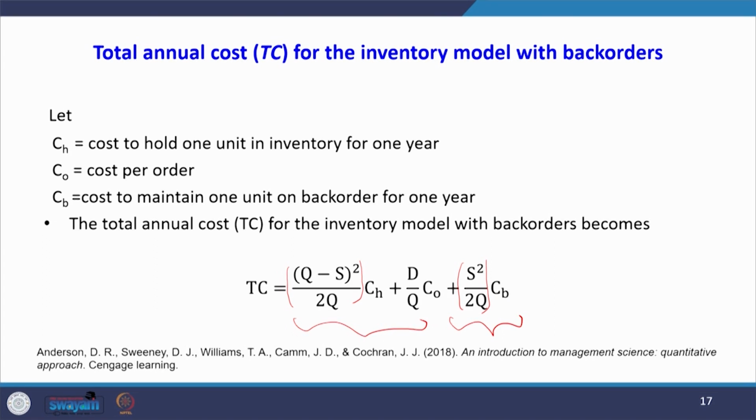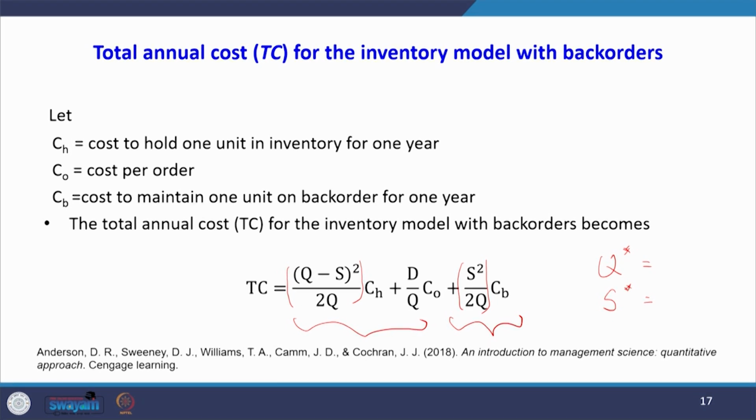Here we have to find the optimal value of Q, call it Q star, and the optimal value of S. What is Q? The ordering quantity. What is S star? The allowable shortages. So, there are two variables here. I am going to differentiate this equation partially with respect to Q and S and equate it to 0, then I will get the expressions for my Q star and S star.